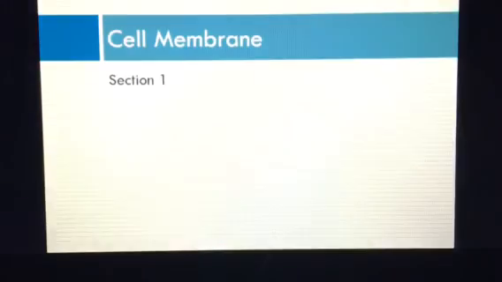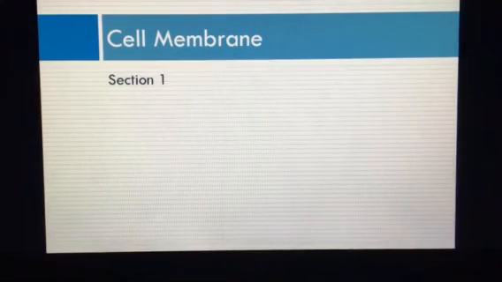Okay, so section 1 is going to be talking about the cell membrane. The cell membrane is an important organelle that is found in prokaryotes and eukaryotes. Remember, prokaryotes are single-celled organisms, eukaryotes are multicellular organisms and more complex organisms. This is a flexible membrane, also known as the plasma membrane, that surrounds the cell. It's found in both plant and animal cells. However, the cell wall is the first layer of protection for plants, and then the cell membrane is underneath of that.